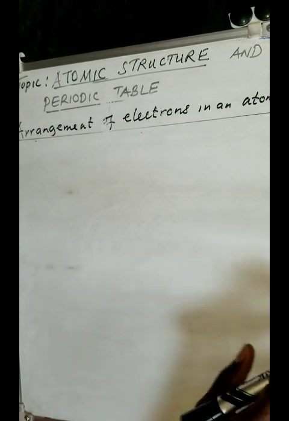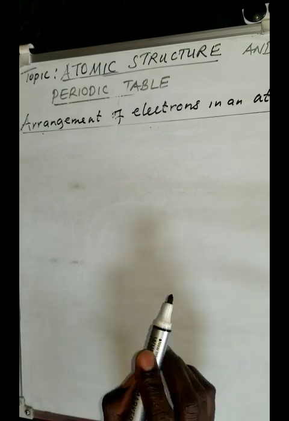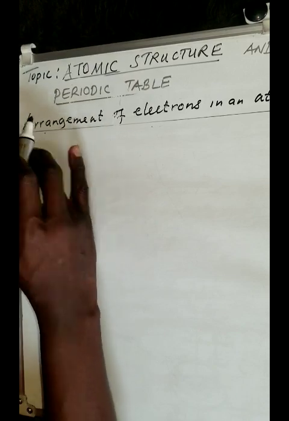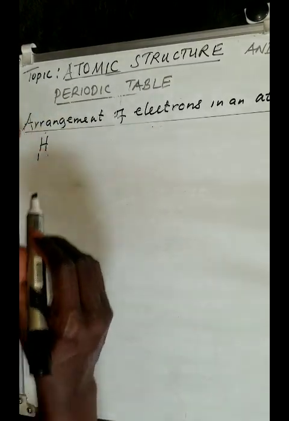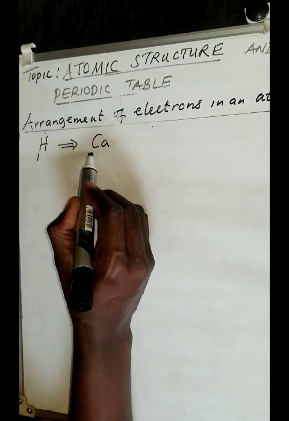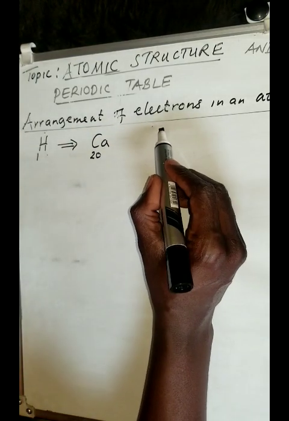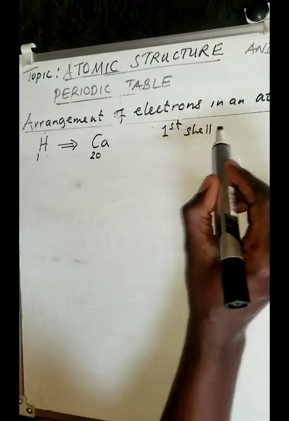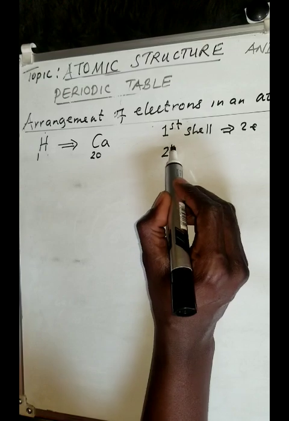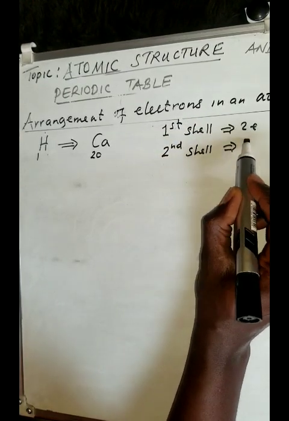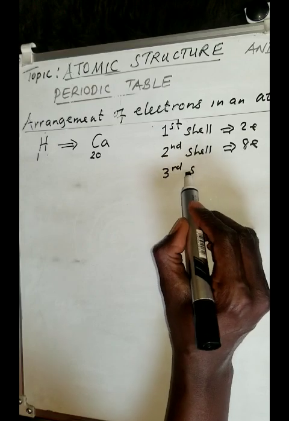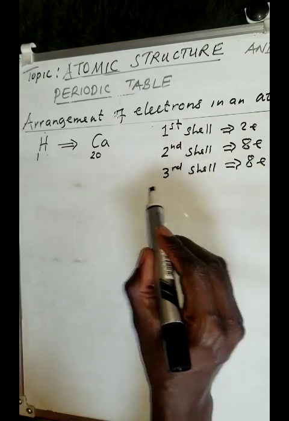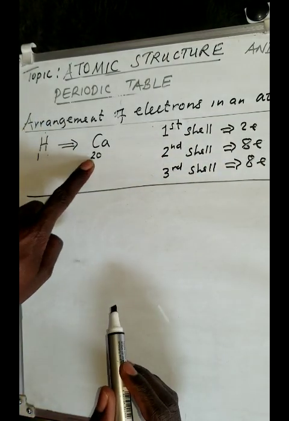So welcome to this segment as we further continue looking at the arrangement of electrons in an atom. Remember, like I said, if you're looking at the elements starting from hydrogen with proton number 1 all the way to calcium with proton number 20, I did say in the first shell, or the first energy level, you can accommodate 2 electrons. In the second shell, you can accommodate 8 electrons. In the third shell, it can also accommodate 8 electrons. So that is what I did mention. That is for the first 20 elements of the periodic table.